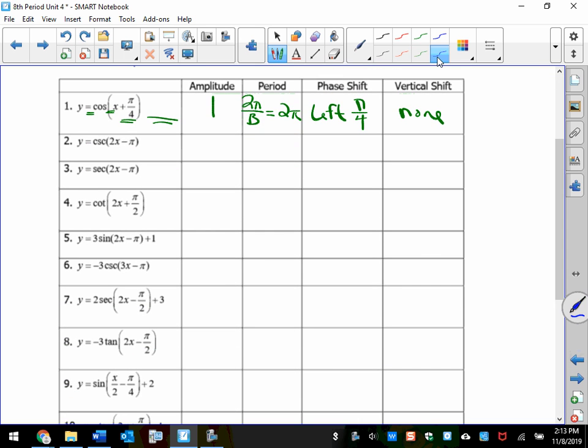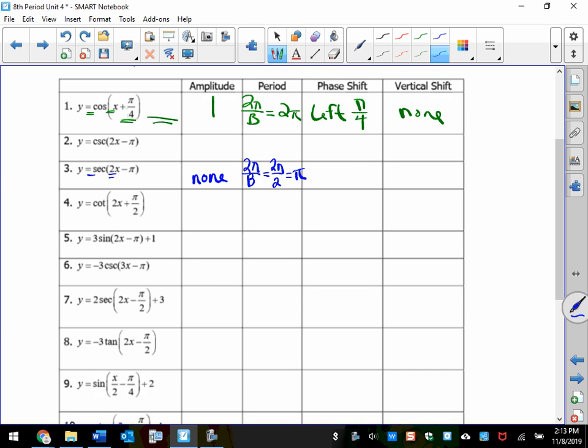So number 3 here, secant 2x minus pi. Well, since it's secant, there is no amplitude. Only sine and cosine have amplitudes. The period is the formula 2 pi over b, and b in this case is the coefficient of x, which is 2. So that's going to be 2 pi over 2, or just pi. So the new period is just pi.